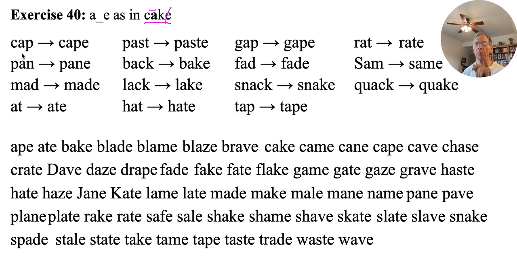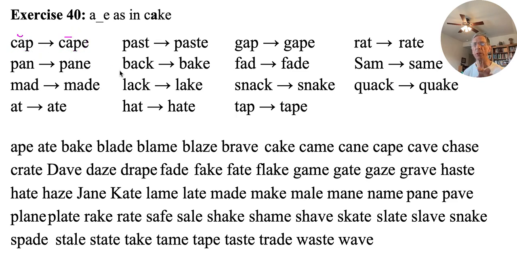Now, the best way to master this is to see how we go from the short A word with the same spelling, cap, to a long A word, cape, with the addition of the silent E on the end, which you can look at as jumping over this next to last letter and making the A long, cape, like Superman's cape. So we have cap, cape.